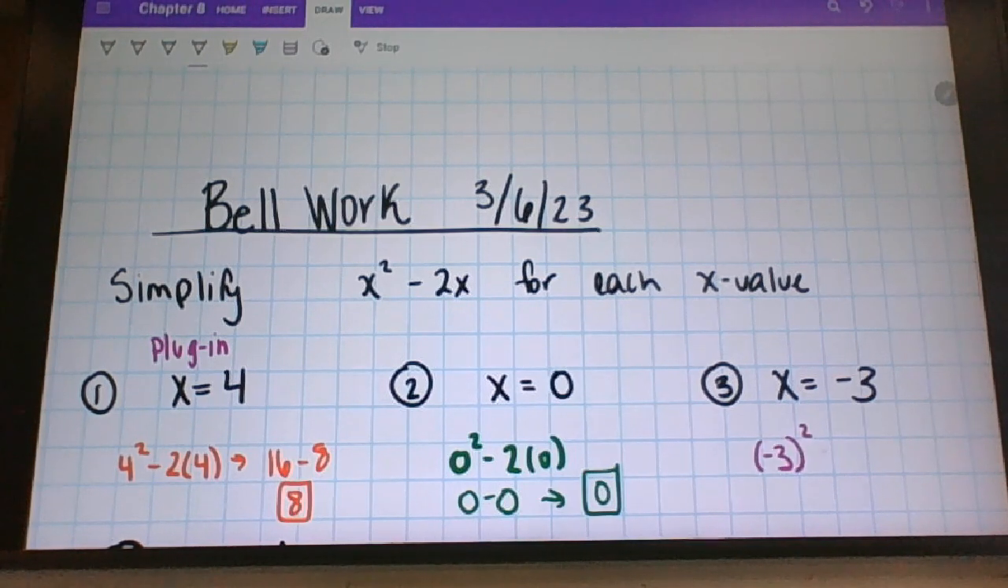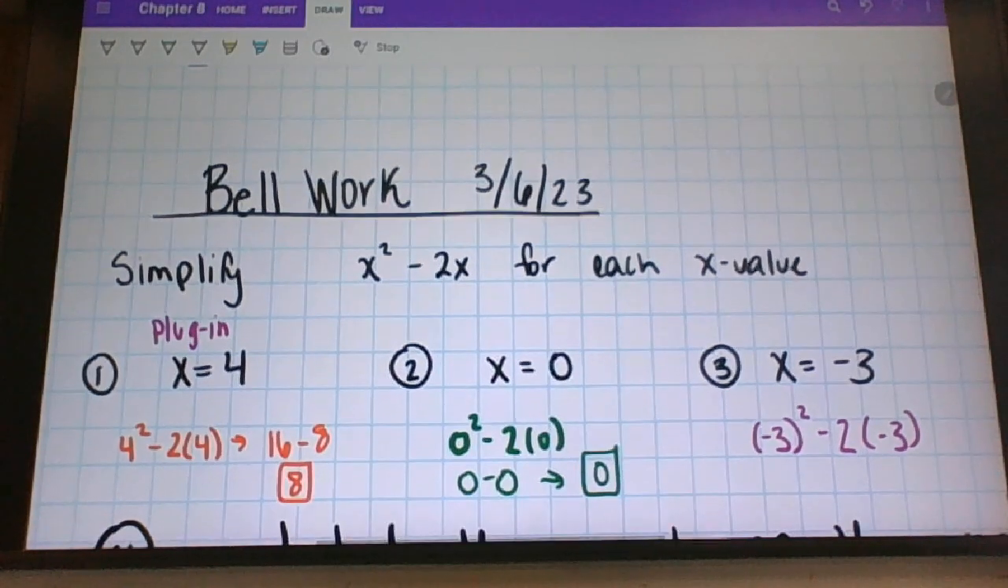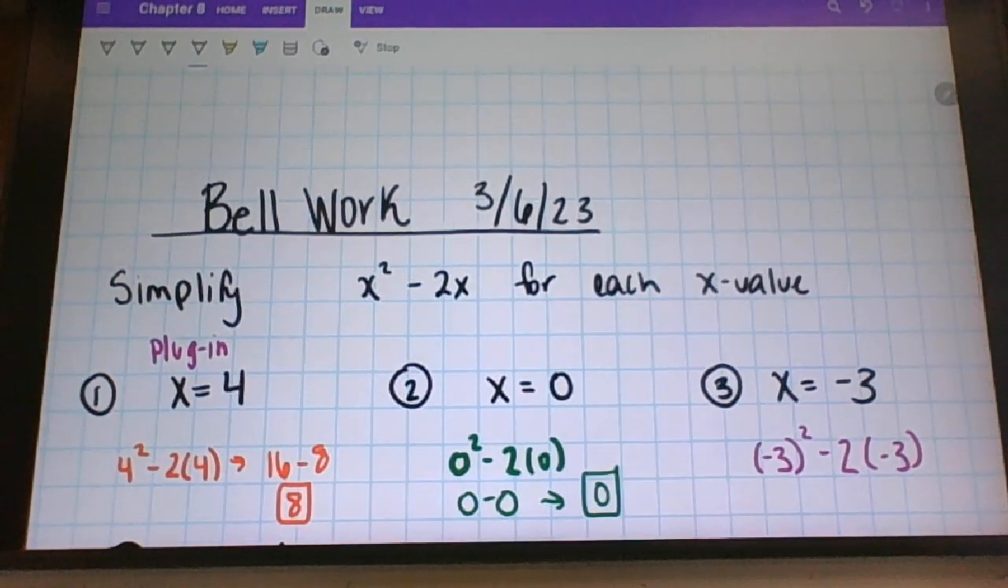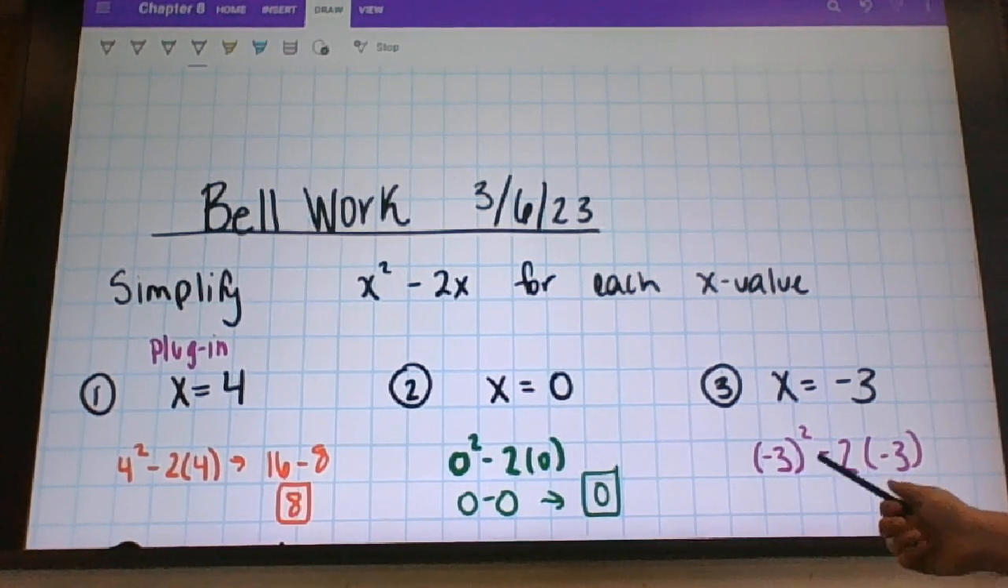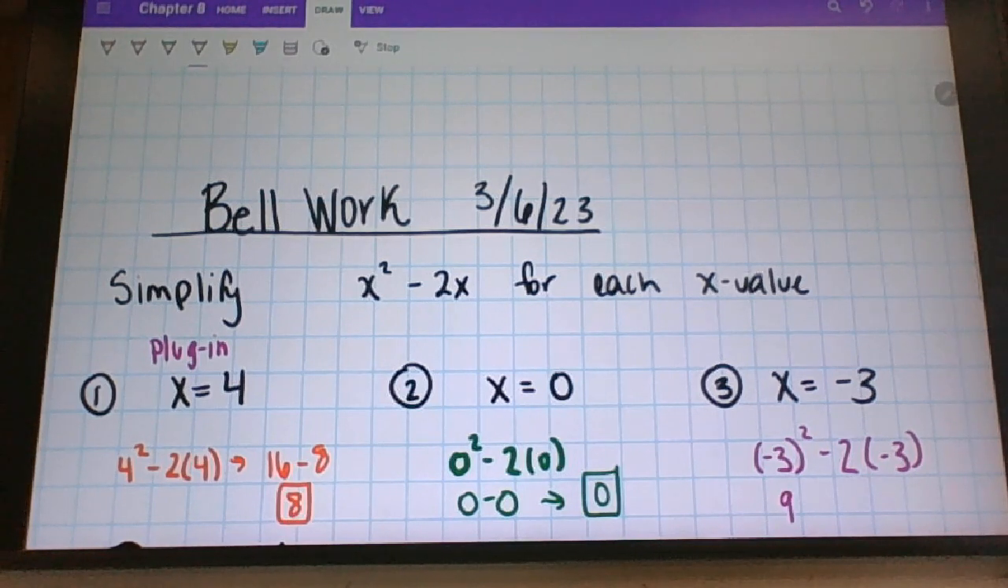Negative 3 squared minus 2 times negative 3. So now that I have a negative, I'm putting it in parentheses because it's negative 3 times negative 3, which is a positive 9. If you don't do parentheses, your calculator will tell you negative 9. Your calculator will mess you up. Negative 2 times negative 3 is a positive 6.